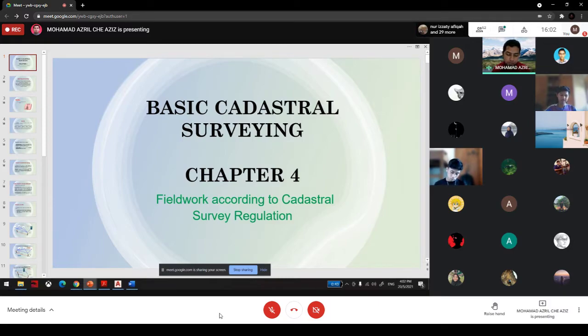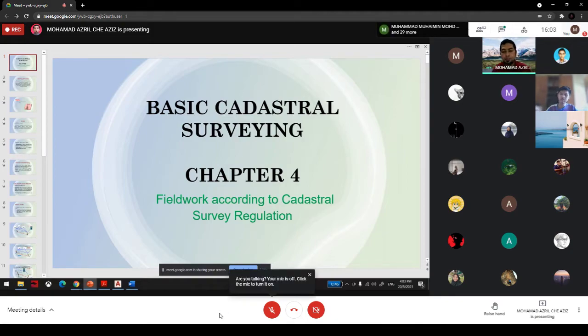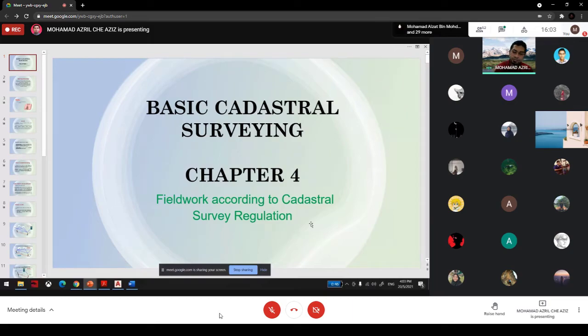Okay, so dengan jelas you boleh tengok ada plan lokasi, plan kunci. Okay, dekat situ ada standard size untuk text size dan font type yang perlu guna untuk penyediaan pre-complaint. Okay, so this one is important before you go to the site area and before you go for the fieldwork. Okay, so now we enter chapter 4, fieldwork according to the Cadastral Survey Regulation.